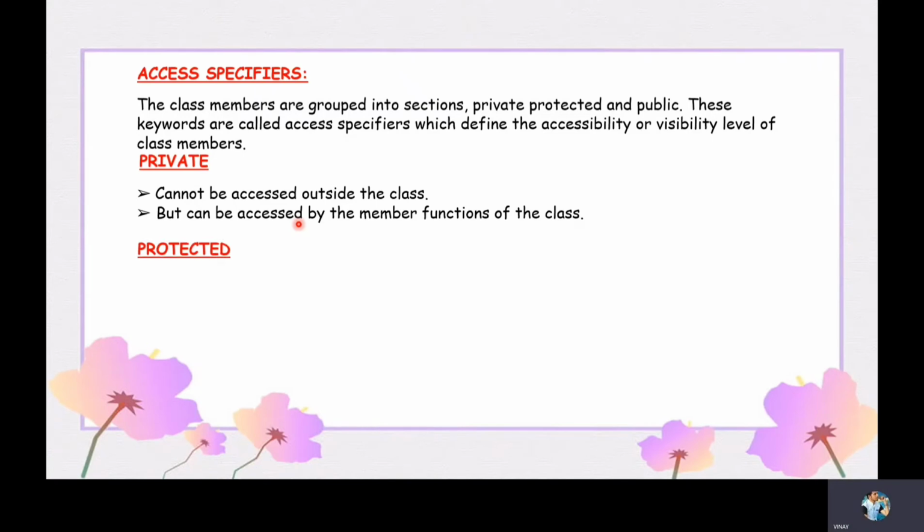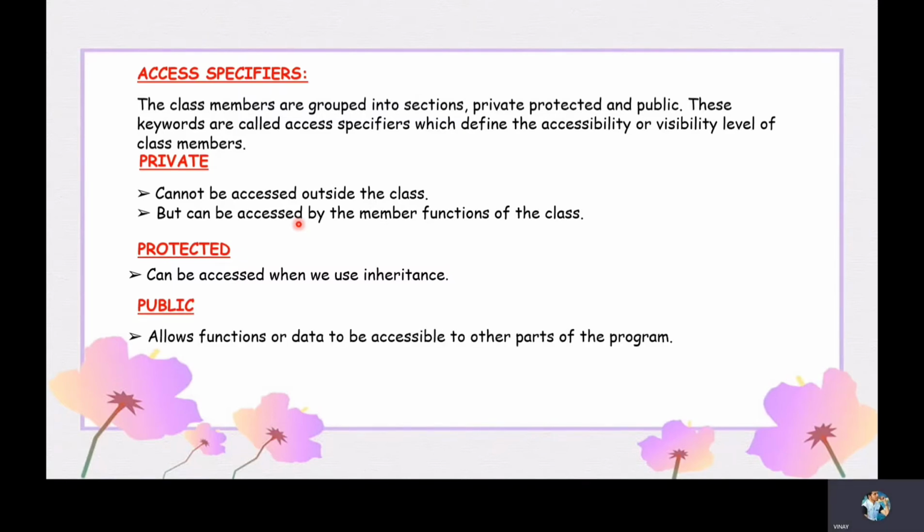Then, what is protected? Protected is a type of access specifier which can be accessed when we use inheritance. Then what is public? Public is a type of access specifier which allows functions or data to be accessible to other parts of the program.